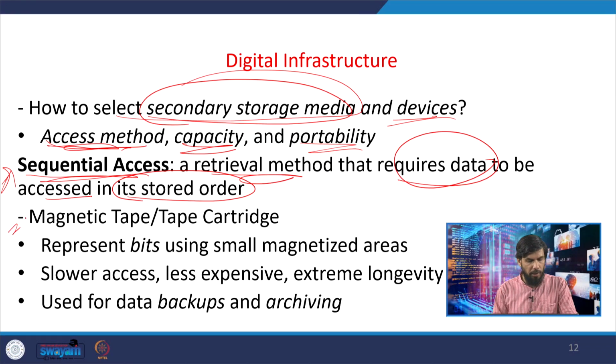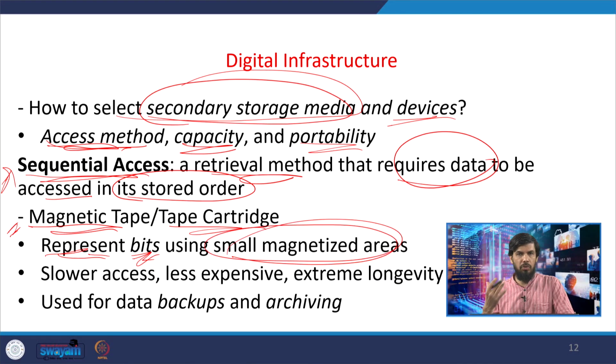The main hardware components are magnetic tape or tape cartridge. These are the main hardware products that give sequential access. How are the bits represented, because essentially we are talking about data being stored? The on-off states that we talked about in the previous session. They represent bits using a small magnetized area, which is used to represent the on state. Slower access, and the technology is less expensive.